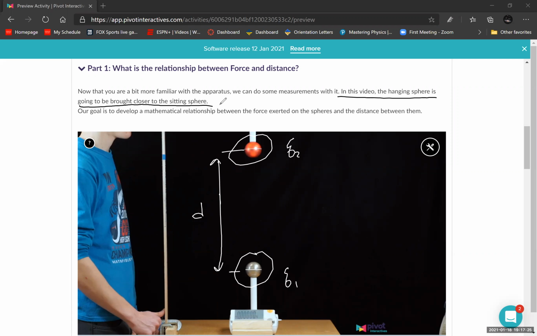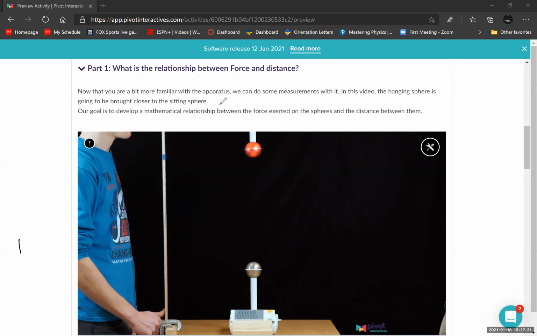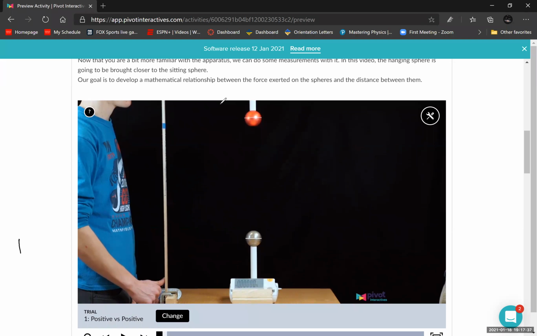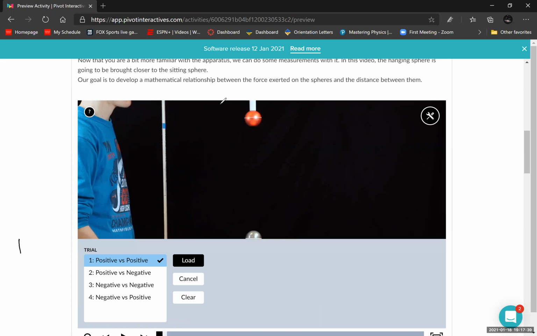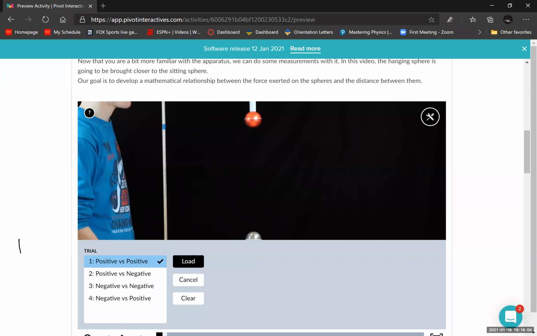All right, so now let's look at the video itself. Let me clear all this. One of the things we can change here, if I click here, it says change, I have different configurations: positive-positive, negative-negative, and negative versus positive. That means we start with two spheres that are positively charged, then we go to two spheres that are negative. One is positive and the other is negative, then negative-negative, and then negative-positive. So we change the charge of each one for all the experiments.